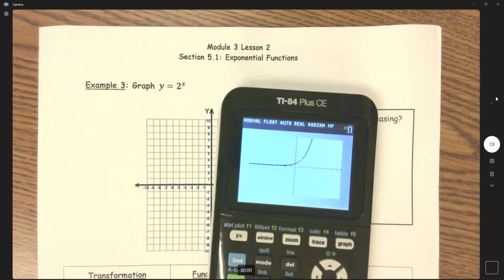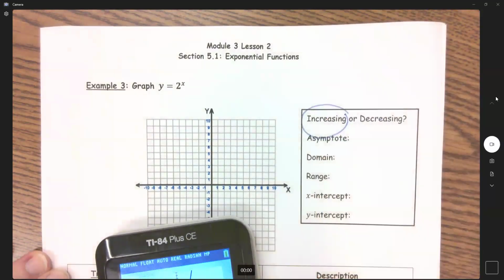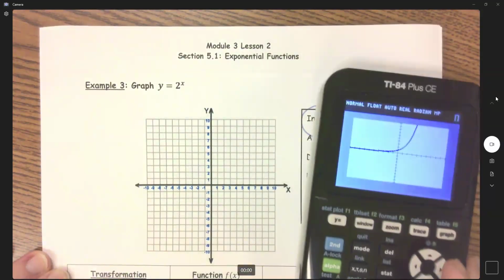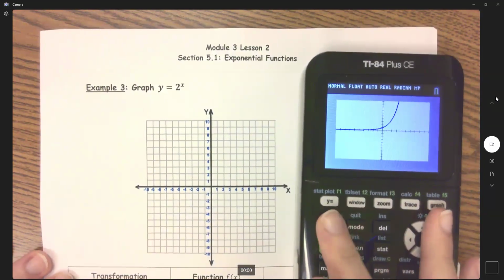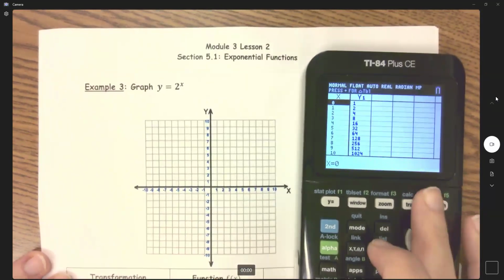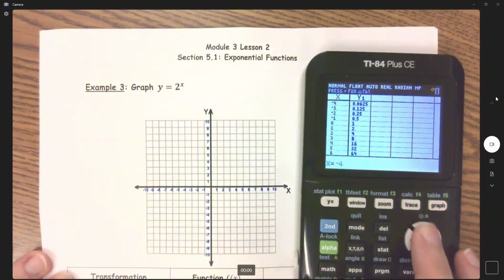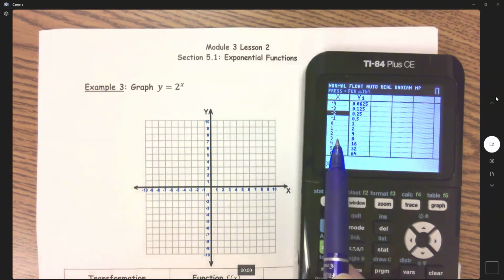And here is my graph. Now I can see that that is increasing by looking at that. And now what I want to do is get some ordered pairs. So I'm going to go 2nd Table. And let's see what we can fit on here. So I'm going to start right here with -2, and I'm going to go down to 3, 8.